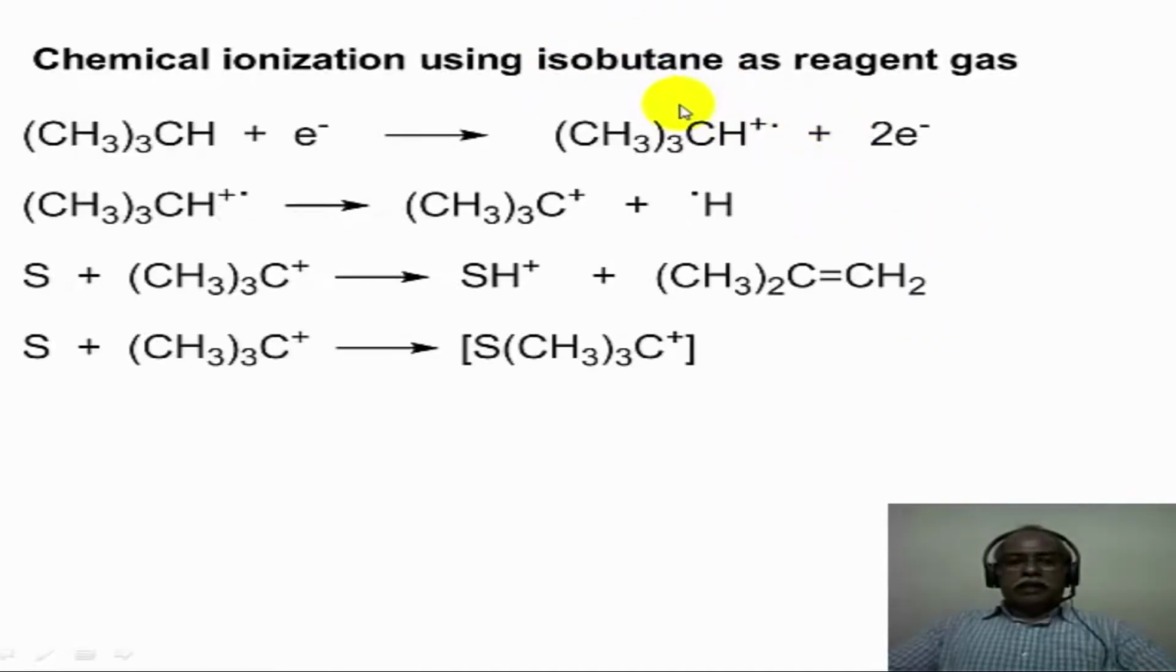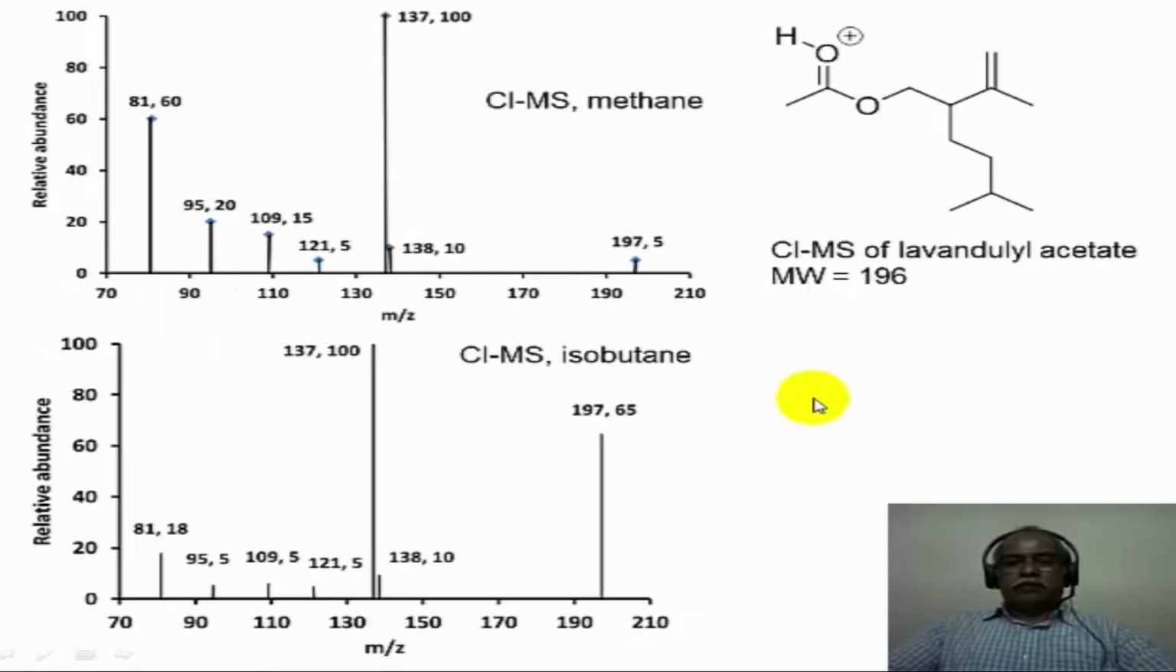Isobutane can be used as a reagent gas. Essentially, isobutane gets ionized in the form of the isobutane cation radical. The isobutane cation radical loses a hydrogen to produce a tertiary butyl cation. This tertiary butyl cation essentially donates a proton to the substrate, producing the protonated substrate, which is the ion that is detected. Alternatively, the tertiary butyl cation itself can form an adduct with the substrate, producing the tertiary butylated substrate. Essentially, this is an ion which is detected in the mass spectrometer.